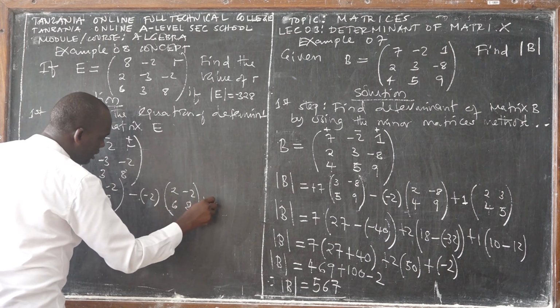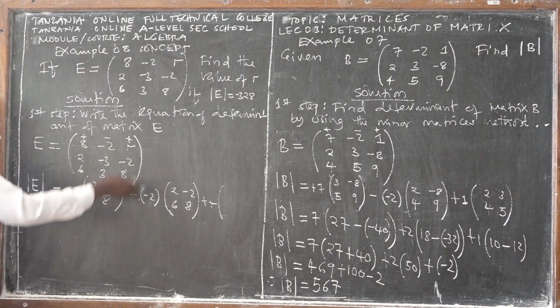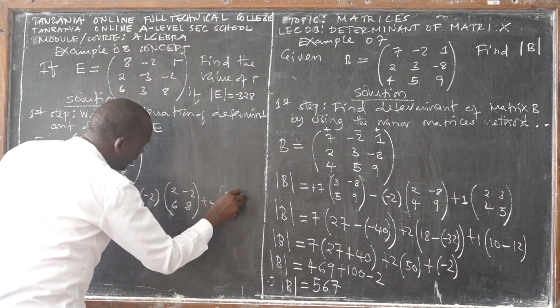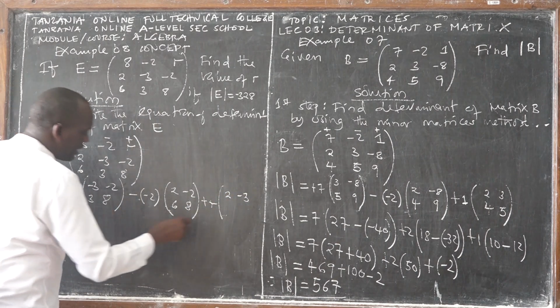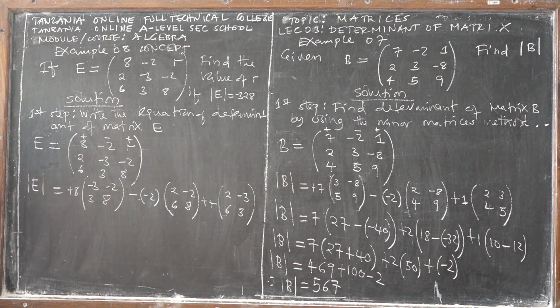Then you have plus. The element is R. Then we delete the third column and the first row. Then you have 2, -3. Then you have 6, 3. Are we together?